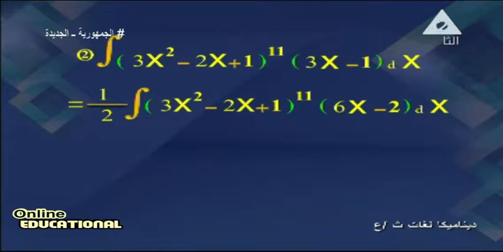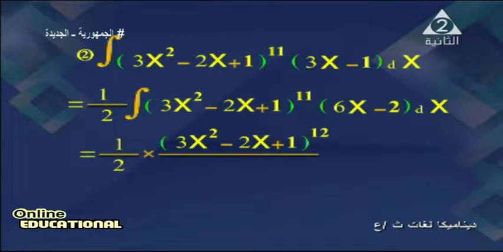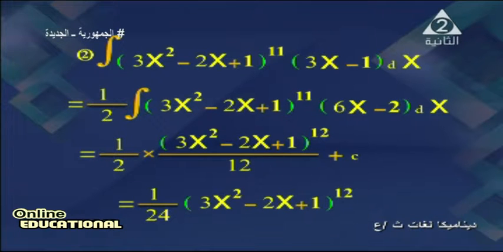Now we have two brackets. The first bracket is (3x^2 - 2x + 1) to the power 11. When we differentiate the expression inside this bracket, we get 6x - 2. Then the integration equals half multiplied by (3x^2 - 2x + 1) to the power 12 over 12 plus the constant c. And we can write it as 1 over 24 multiplied by the bracket (3x^2 - 2x + 1) to the power 12 plus the constant c.